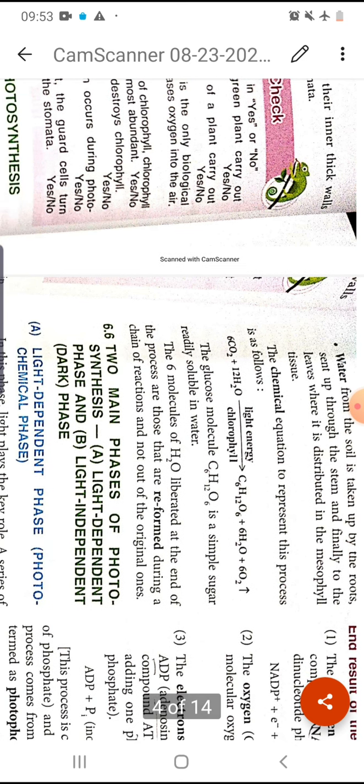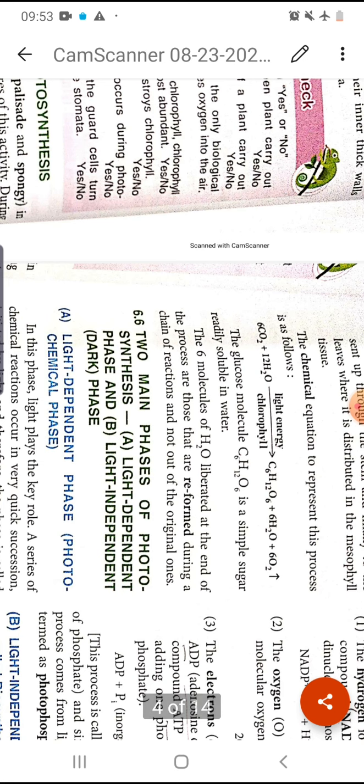Now the chemical reaction, that is 6 CO2 plus 12 H2O, with the help of light energy and chlorophyll pigment, converts into glucose, that is C6H12O6, which is the most important food of the plant, and 6H2O, and another important one, that is oxygen. Okay, so this chemical equation you have to learn, you have to remember it. So here you can see that 6 molecules of H2O are liberated at the end of the process.